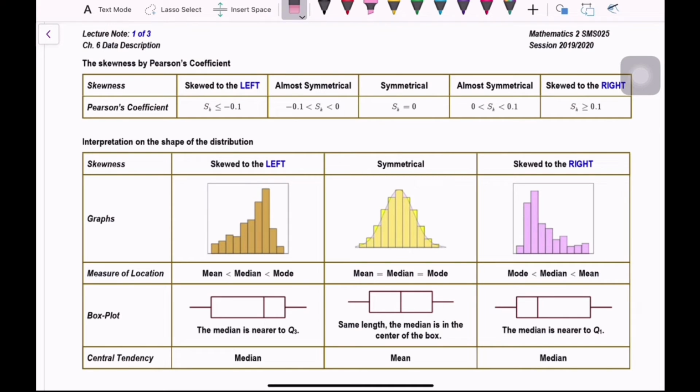If Pearson's coefficient SK is 0, the data is symmetrical. If SK is between negative 0.1 and 0, and 0 to 0.1, the data is almost symmetrical. If SK is less than or equal to negative 1, the data is skewed to the left, and if SK is bigger than or equal to 1, the data is skewed to the right.